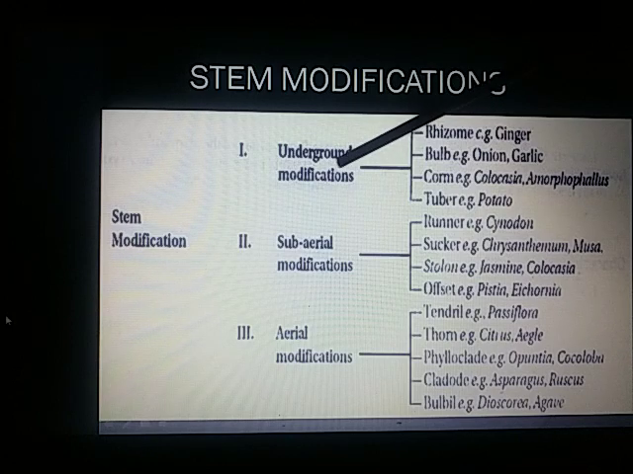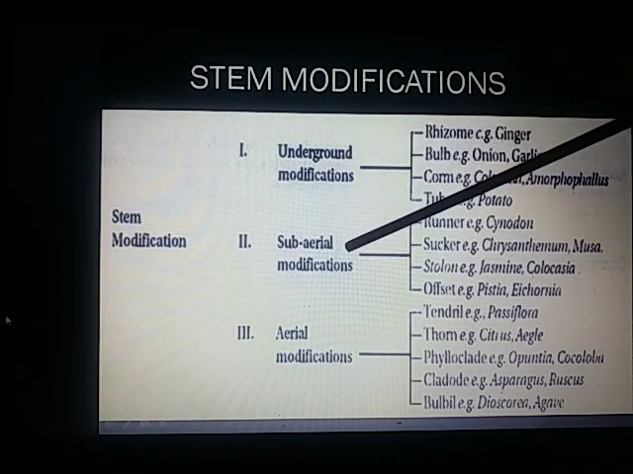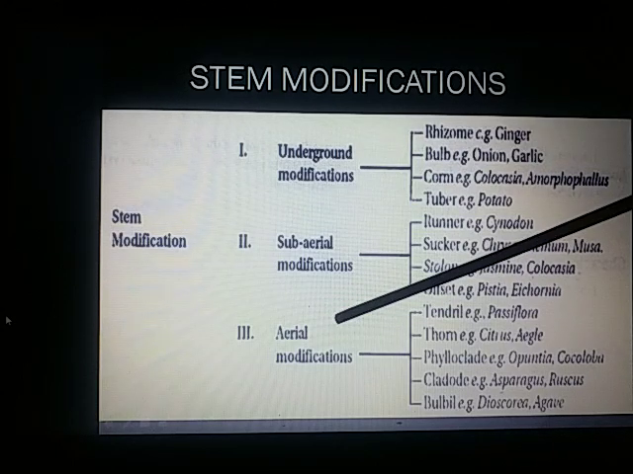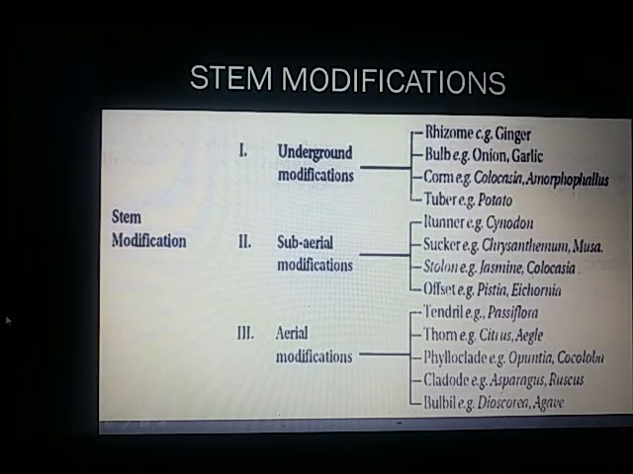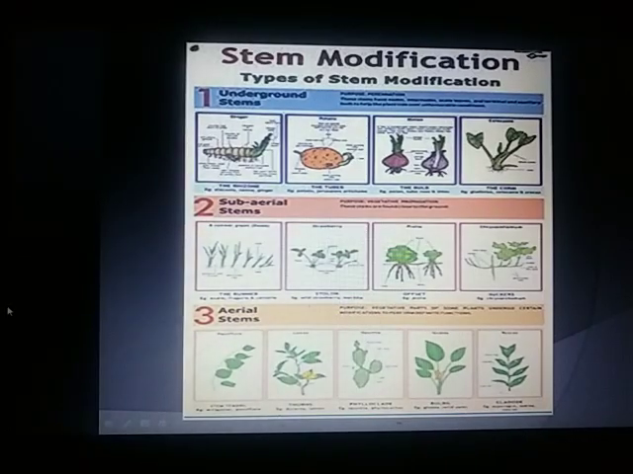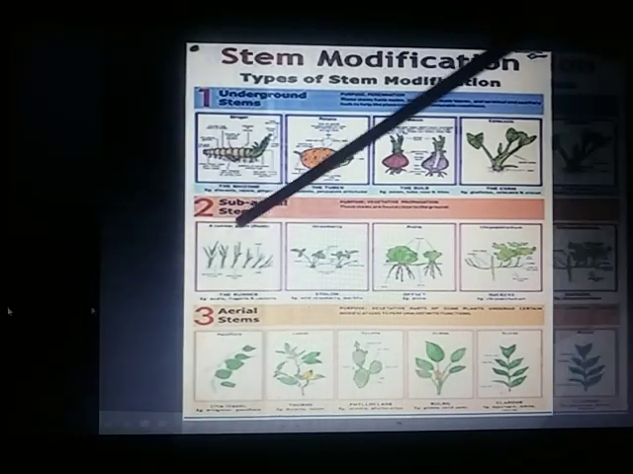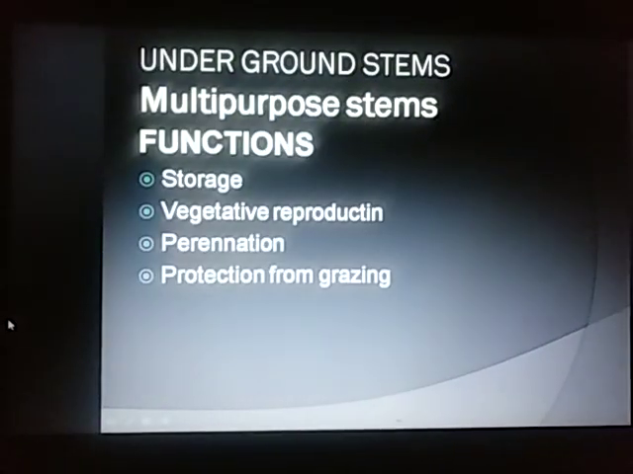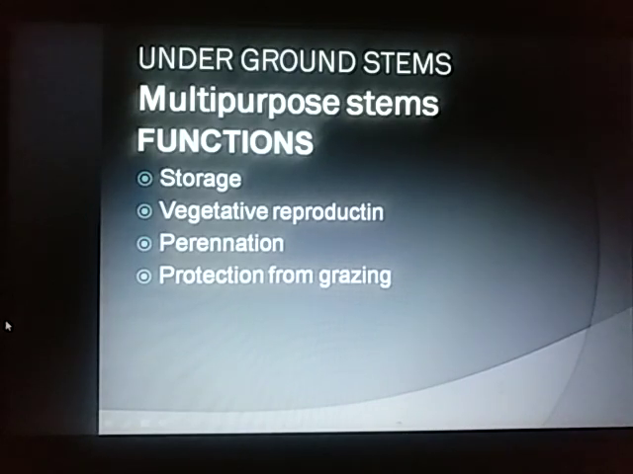These are of various kinds: underground stem modifications, subaerial stem modifications, and aerial stem modifications. Under these three categories, once again, there is a list of stem modifications. In this session, we'll go through all those stem modifications, that is, the underground, the subaerial, and the aerial stem modifications. To begin with, it is about underground stem modification.